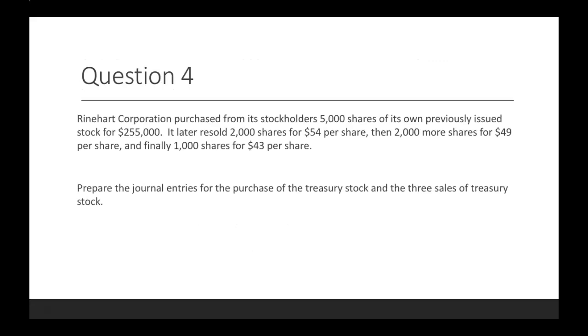Now, question number 4. Reinhardt Corporation purchased from its stockholders 5,000 shares of its own previously issued stock for $255,000. It later resold 2,000 shares for $54 per share, then sold 2,000 more shares for $49 per share, and then finally sold the last 1,000 shares for $43 per share. So we need to prepare the journal entries for the purchase of the treasury stock and then the 3 sales of treasury stock.